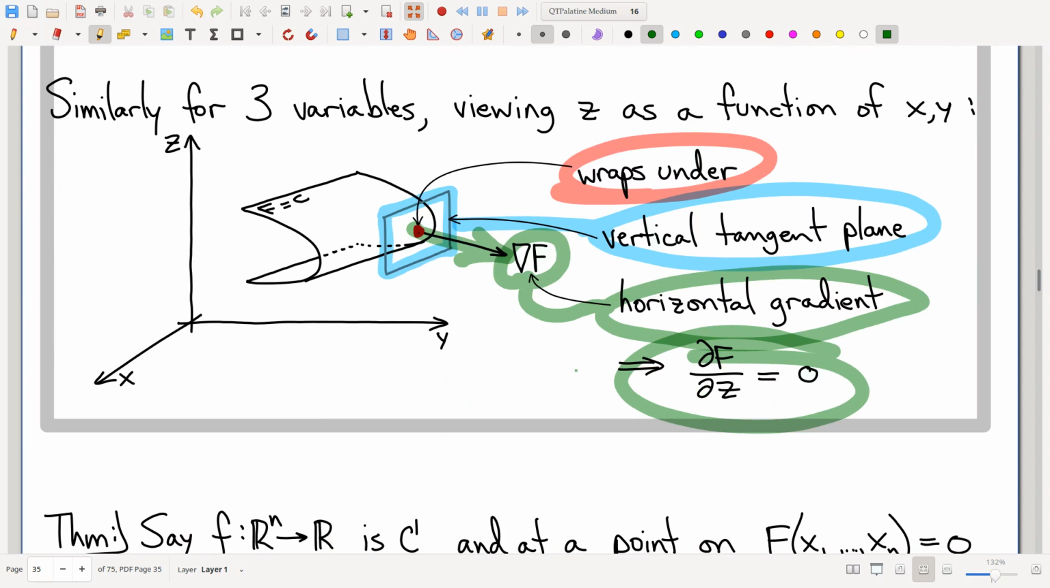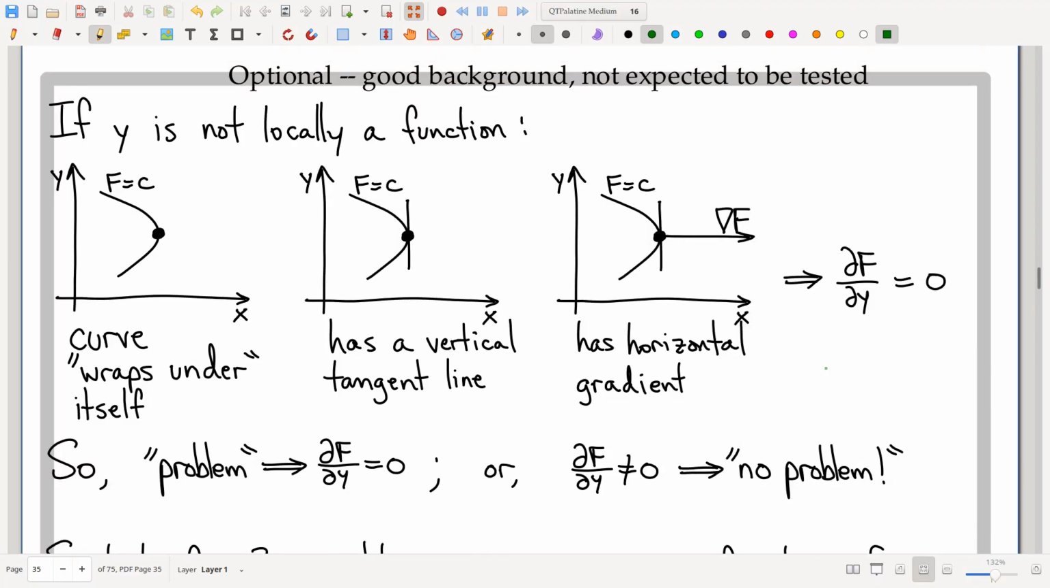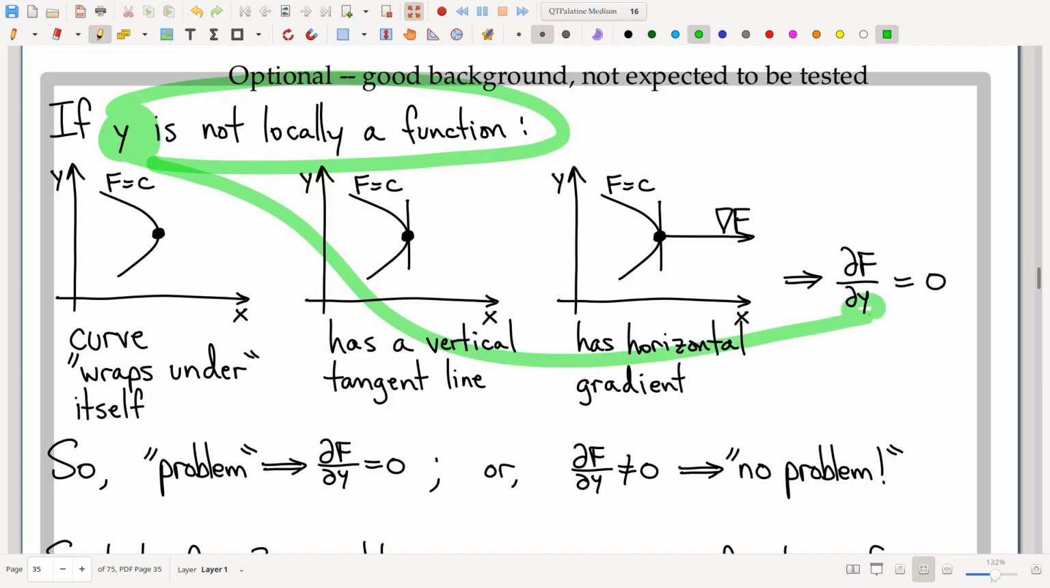Okay. All right. So there's a pattern that you might have noticed. Let's go up to here. If y is what you want to view locally as being a function, that question is arbitrated by the partial with respect to y.